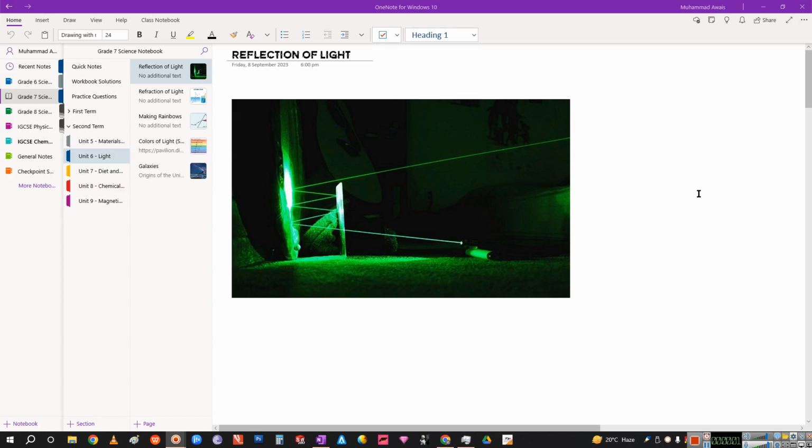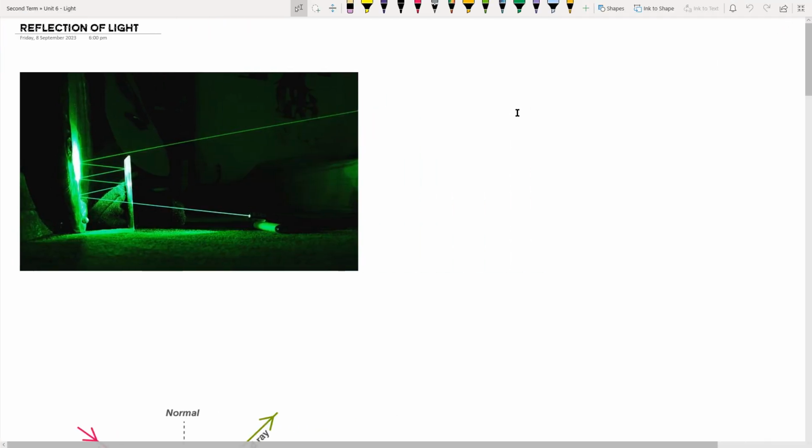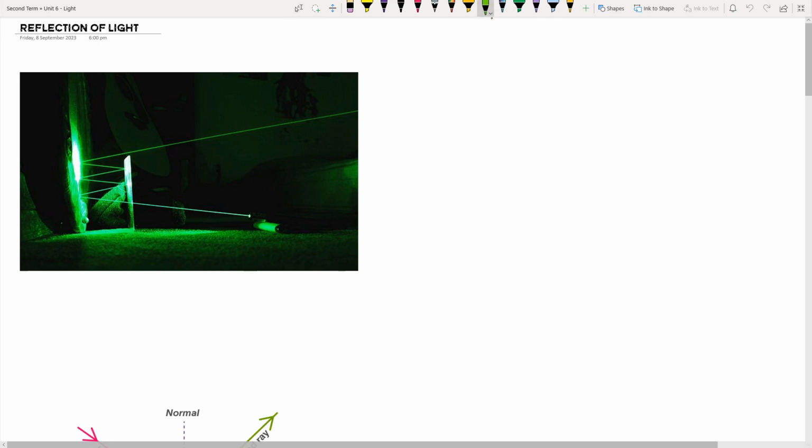Hello kids, today we will be reviewing Unit 6 of Grade 7 Science, which is light. Let's get into this. This is the first topic in the series, in which we will be discussing reflection of light. So what do we mean by reflection of light?